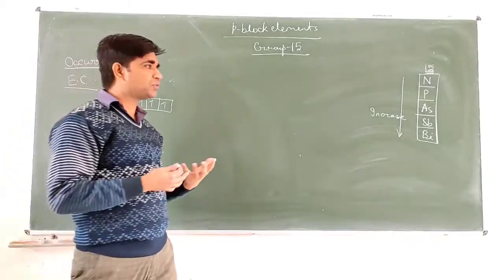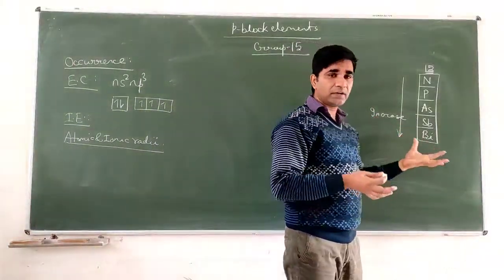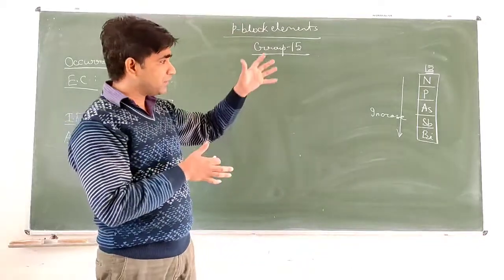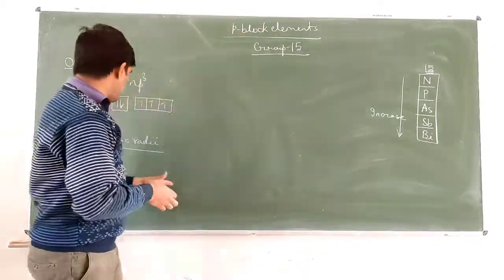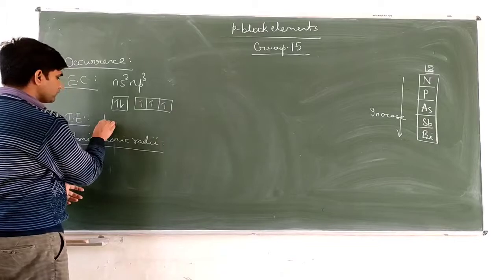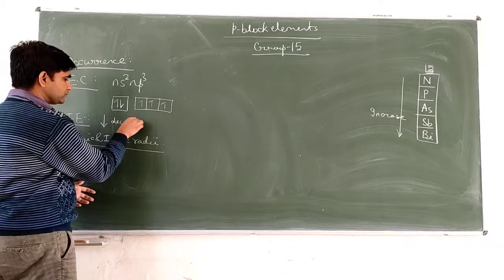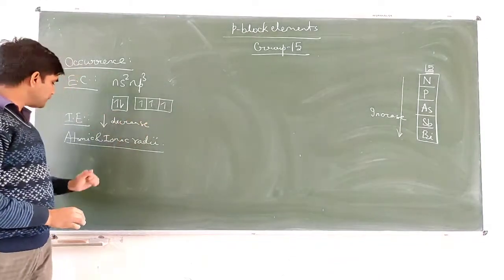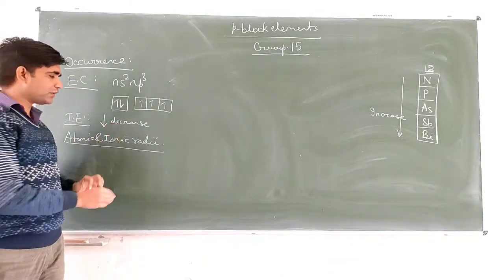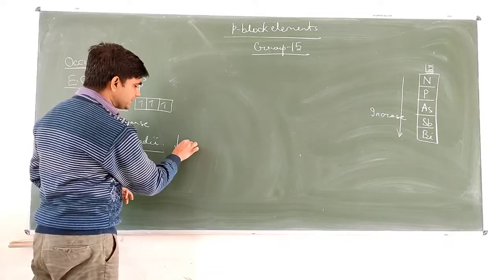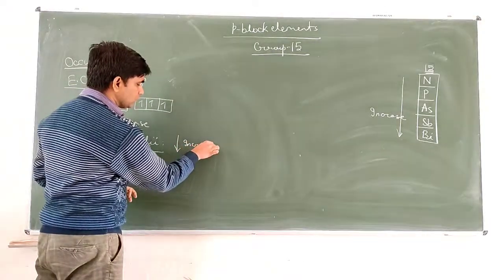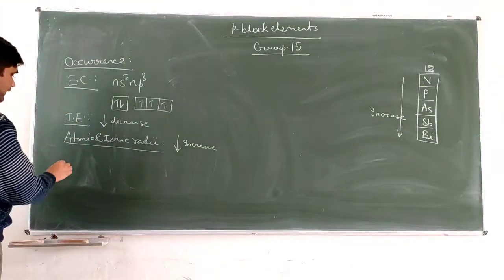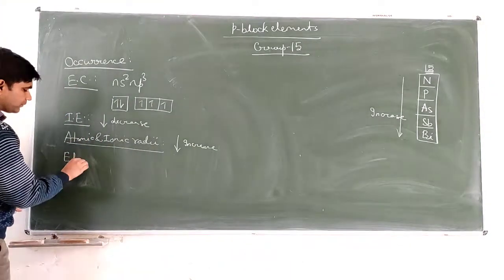It is very easy to remove the electron from a larger size atom. So as size increases regularly on moving down the group, ionization enthalpy regularly decreases, whereas atomic and ionic size regularly increases on moving down the group. Isn't it? This is the factor. Next is the electronegativity.